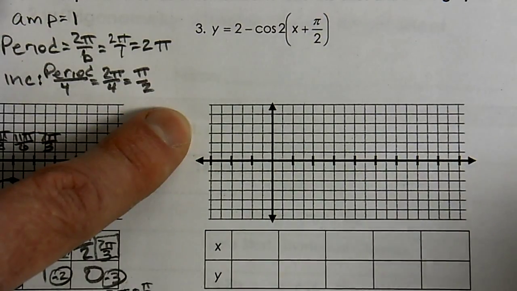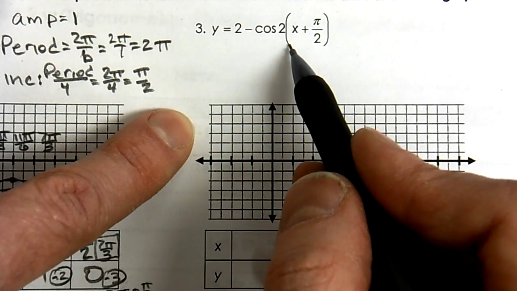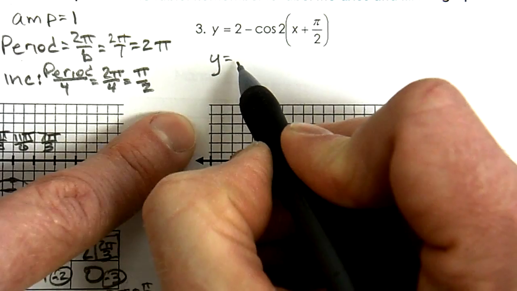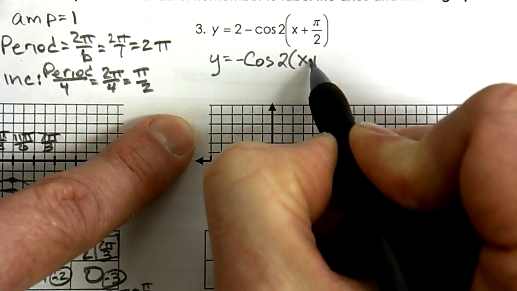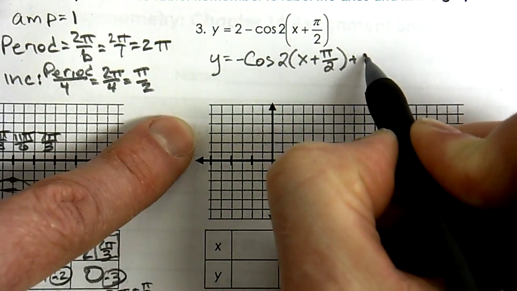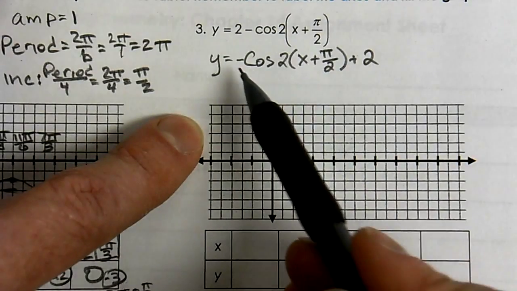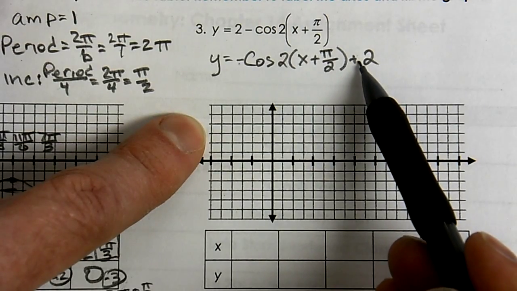This equation, there's something tricky about this one. We don't usually have it in this order. Let's rewrite this. This is a positive 2, and that positive 2 we typically like to have at the end. So it's a graph with a reflection translated 2 units up.